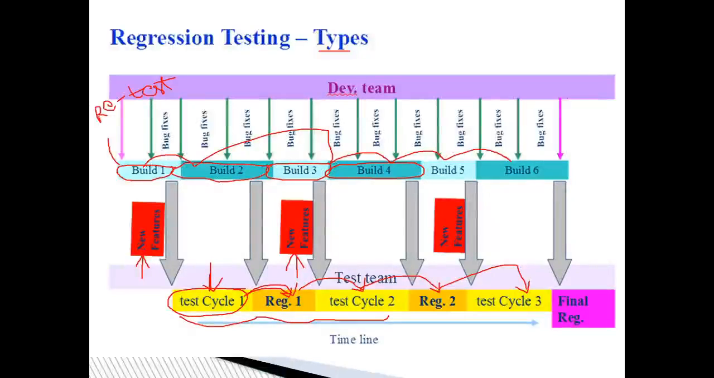So when you make changes to any particular build and you retest it, it is regular regression testing. And what is final regression testing? When you test all the builds at a time, then it is final regression testing. So in final regression testing, all builds will be tested. Let us see the definition.